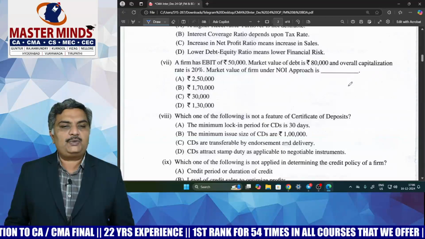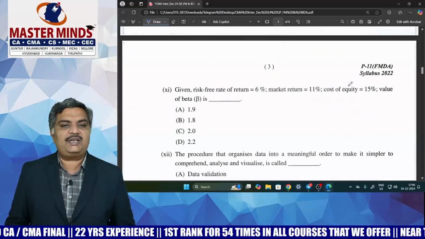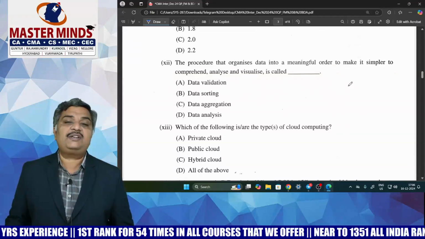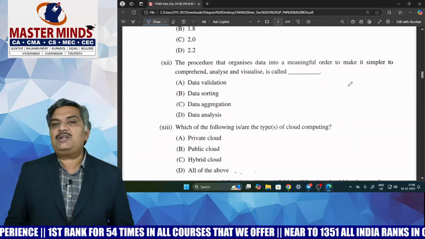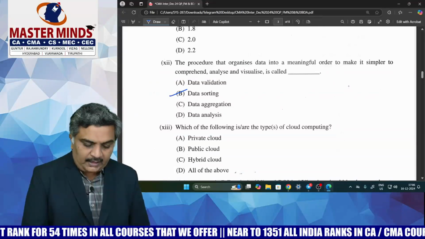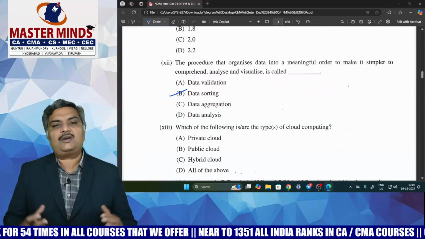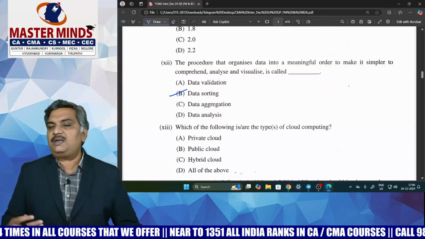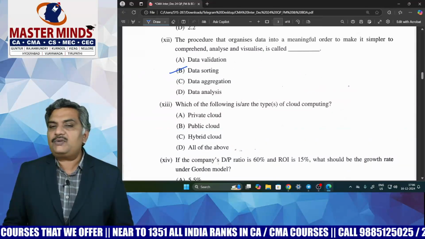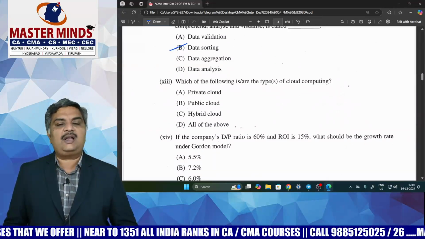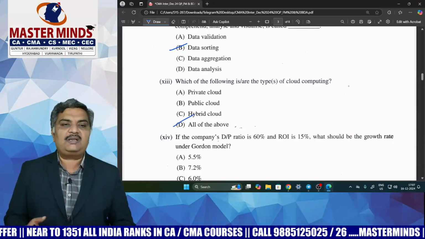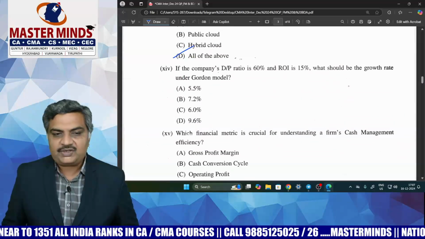Now coming to the next MCQ, the 12th one: the procedure that organizes data into meaningful order to make it simpler to comprehend, analyze and visualize is called data sorting. If you sort the data and put it in chronological order, it becomes very easy to comprehend, analyze and visualize. And now, which of the following are the types of cloud computing? All three come under cloud computing: we have private clouds, public clouds and hybrid clouds. So the answer is all of the above.